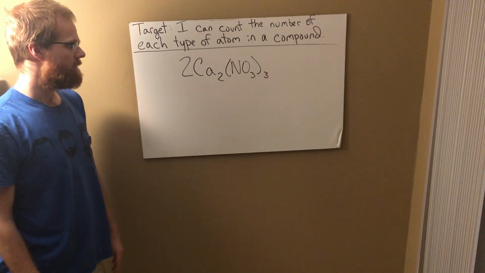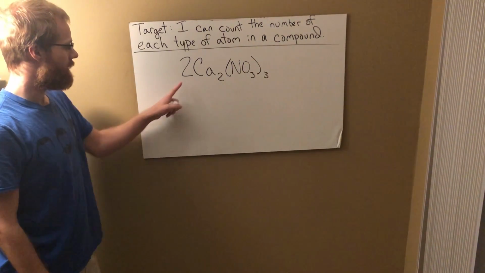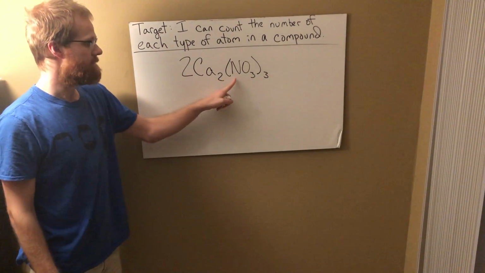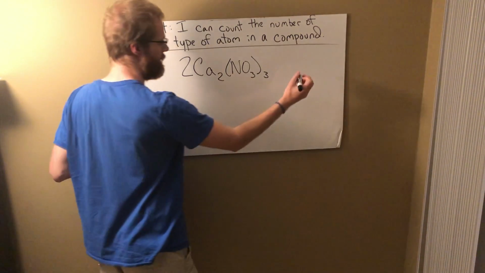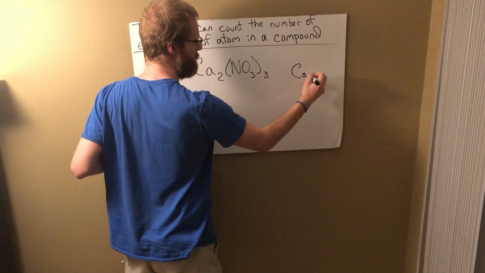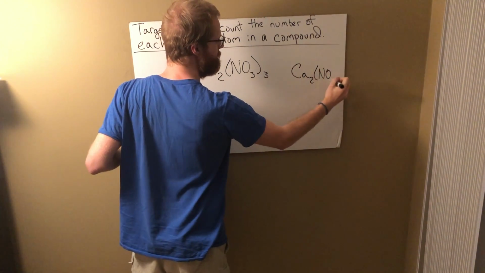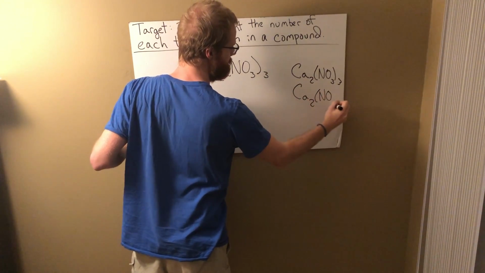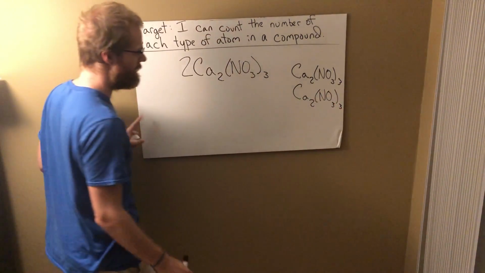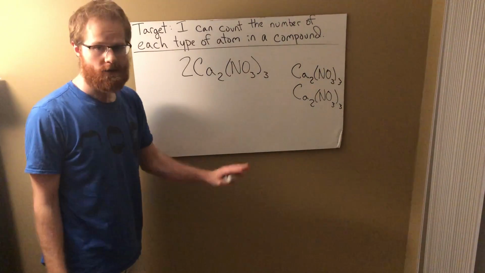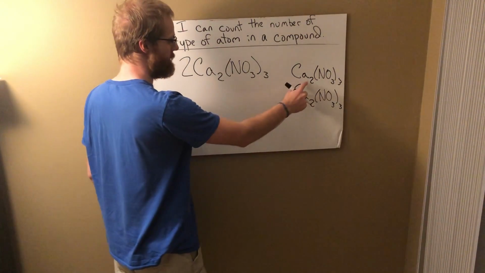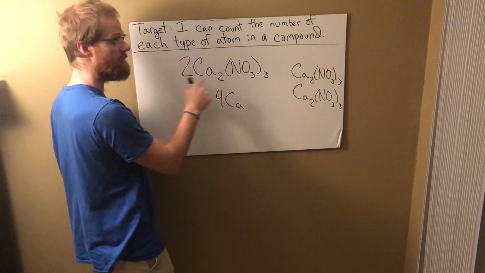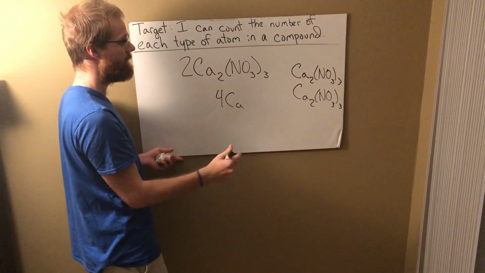All right, so first things first, our coefficient 2 tells us there are 2 molecules of Ca(NO3)2. Let's put that over here. Nice. All right. So the calcium, the Ca, is pretty easy. It's just 2 plus 2 is 4 calcium, right? And a great way to check that is 2 times 2 is 4 calcium, okay?